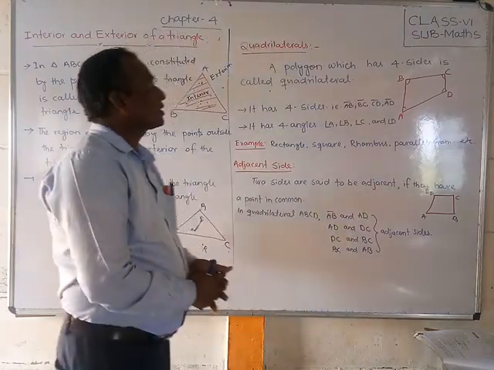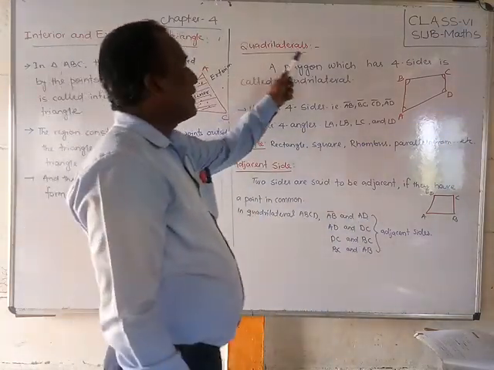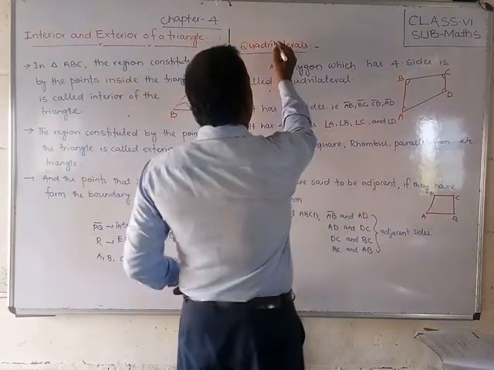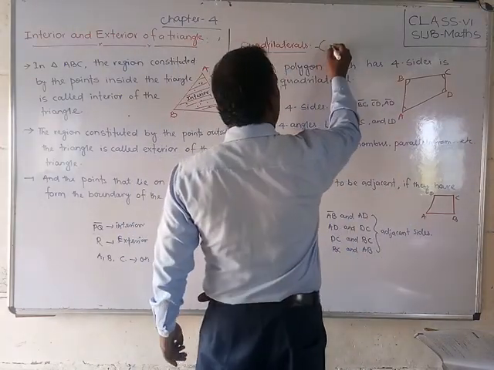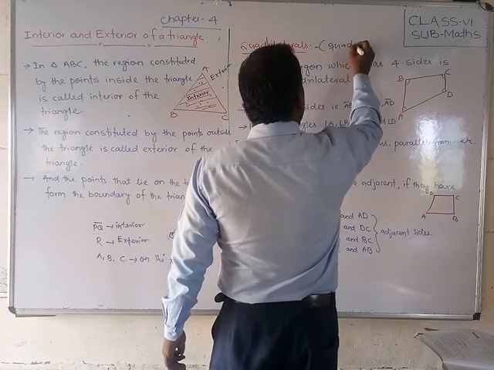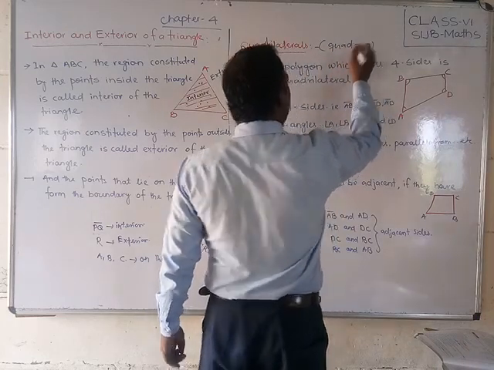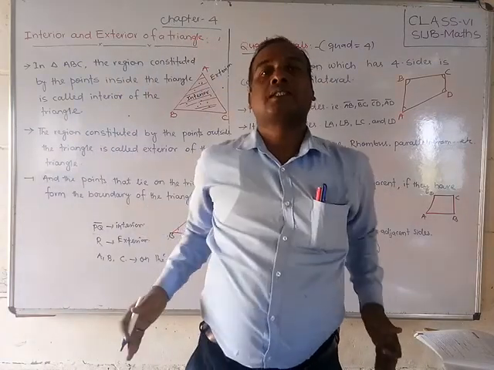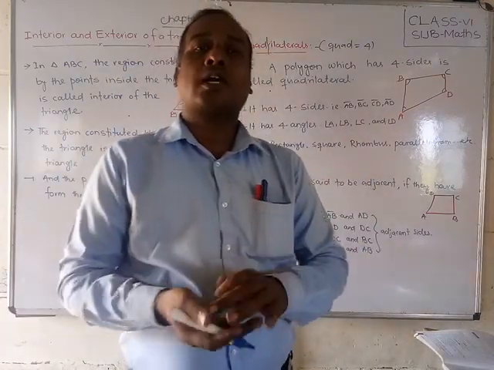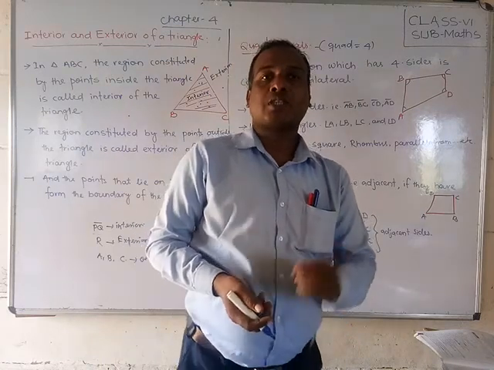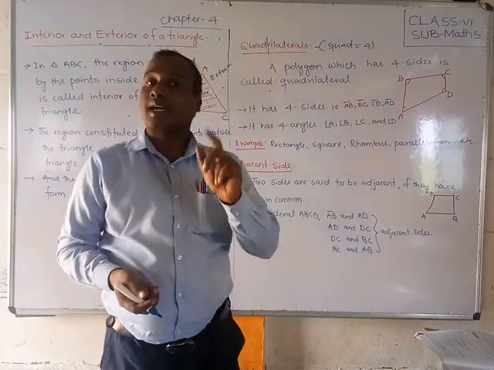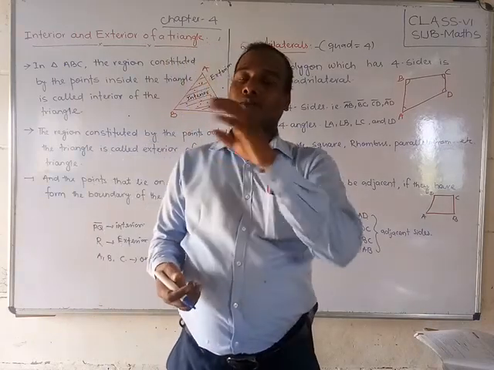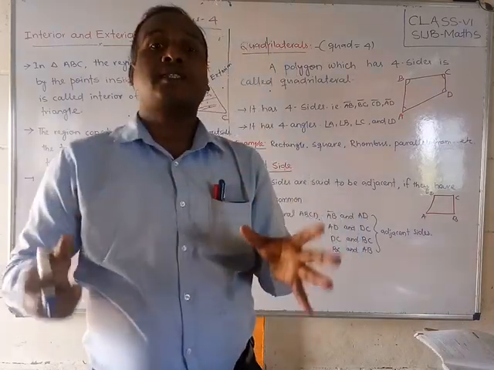Friends, today we are going to discuss the same for a quadrilateral. What does that mean? Quad means four. Quadrilateral means four sides. Lateral means sides. Four sides is called a quadrilateral. Did you understand, friends? Tri means three, quad means four. So quadrilateral means a four-sided figure.